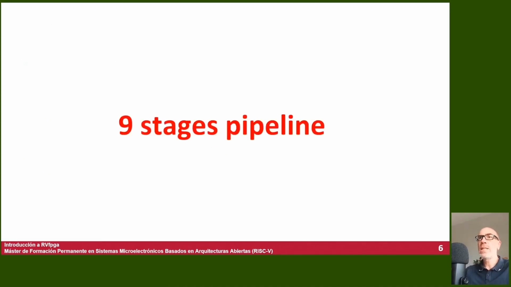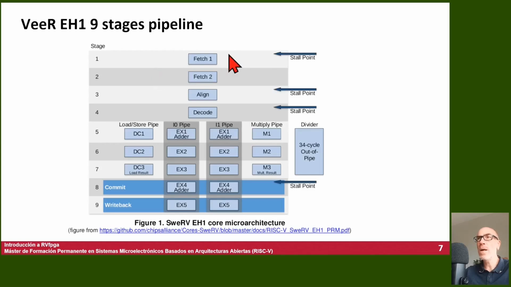As mentioned earlier, the VeeR EH1 is a 9-stage pipeline processor. In this figure, we can see a basic overview of these 9 stages. It starts with 2 instruction fetch stages, an alignment stage, and an instruction decode stage. Execution is split into 3 stages, and finally commit and write back, where results are written.